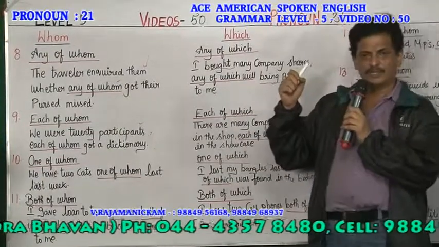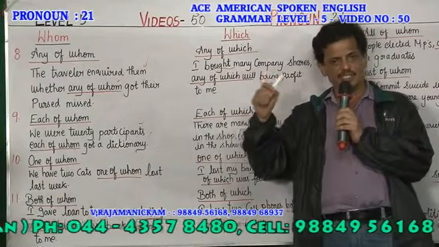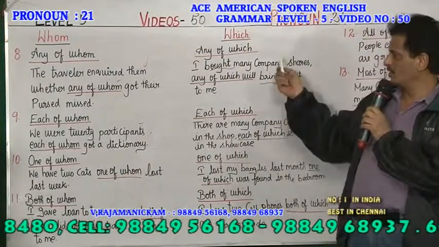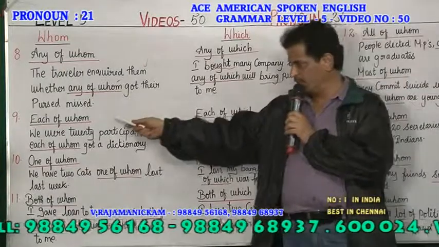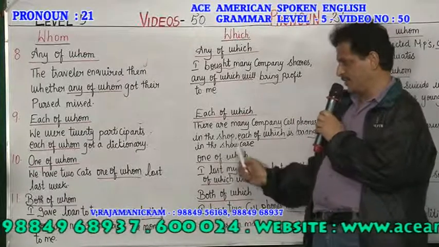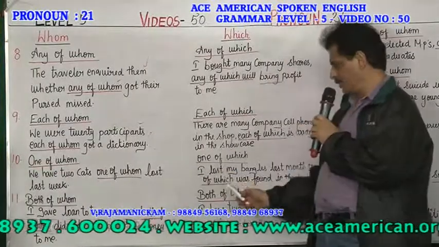You are mentioning the object which comes in a sentence. If it is non-living, you use which. Each of whom, each of which. One of whom, one of which. Both of whom, both of which.